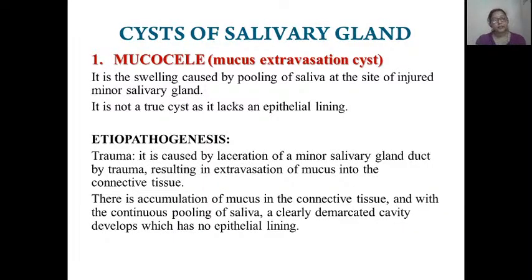Now come to a different category, that is cysts of the salivary glands. The first is the mucocele, which is also known as mucus extravasation cyst. It is a swelling caused by pooling of saliva at the site of an injured minor salivary gland, and it is not a true cyst as it lacks an epithelial lining. The etiopathogenesis behind this: it can be trauma caused by laceration of a minor salivary gland duct, resulting in extravasation of the mucus into the connective tissue, or there can be an accumulation of the mucus in the connective tissue, and with the continuous pooling of saliva, a clearly demarcated cavity develops which has no epithelial lining. Therefore, it is not a true cyst.